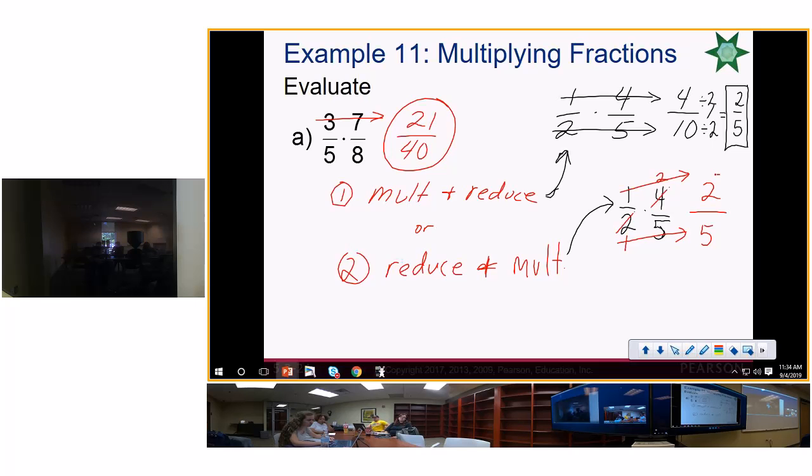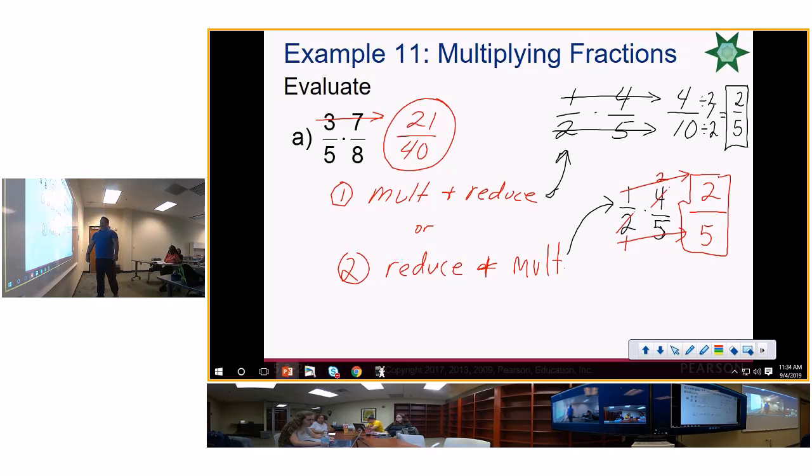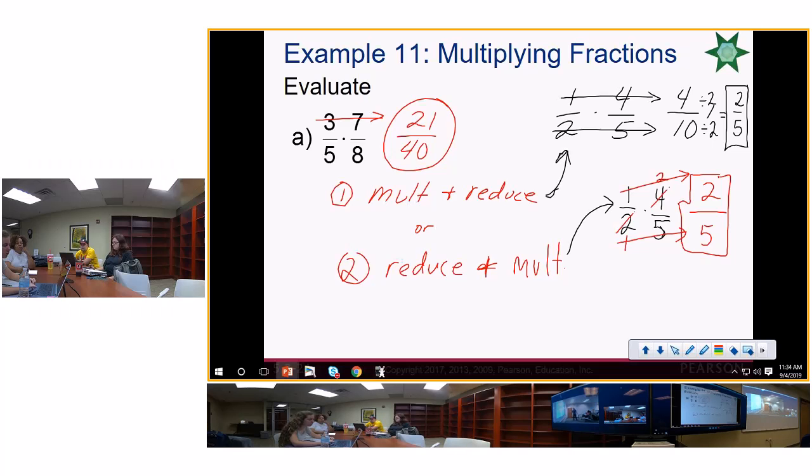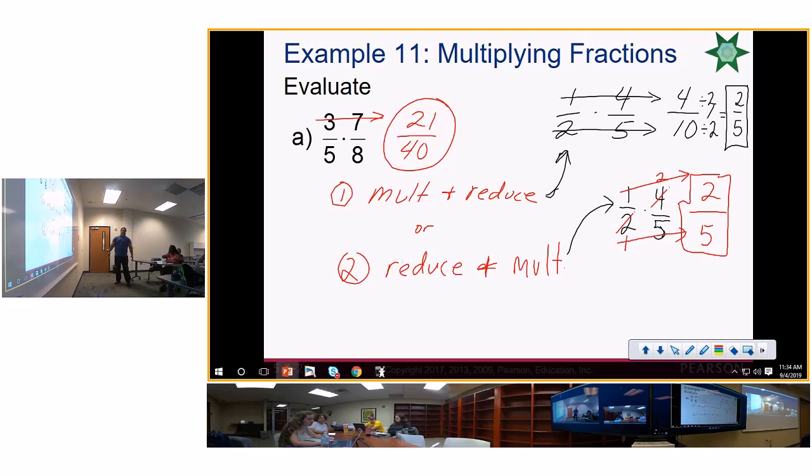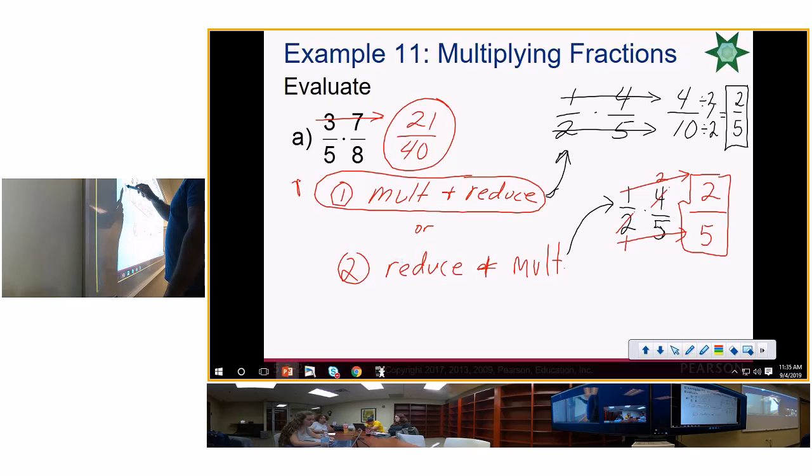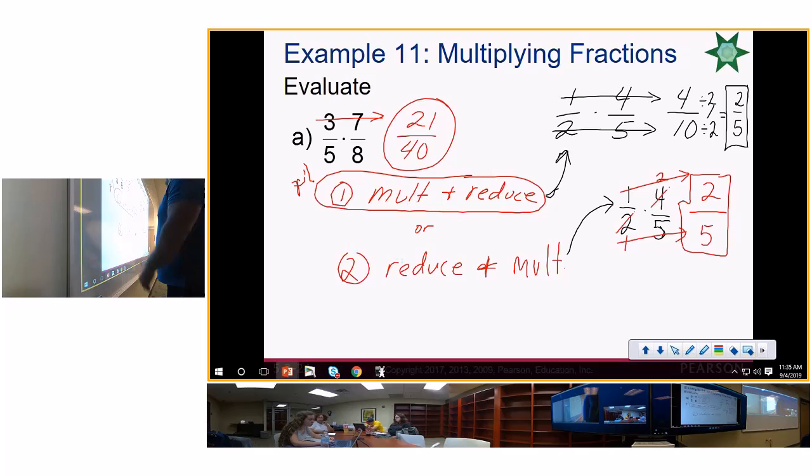Do you get the same answer? So does it matter which one you use? No. That's how you multiply fractions. Okay? So it doesn't matter which one you use. You have to use this one, because this one is used all the time. Okay? All the time. Okay.